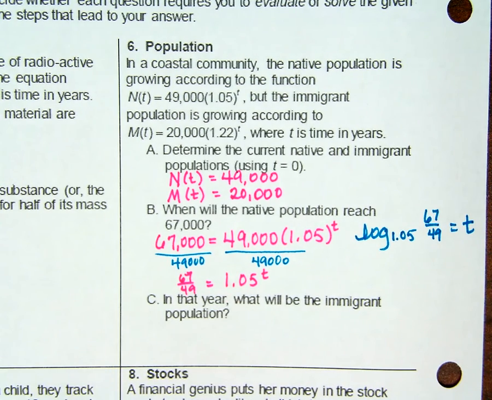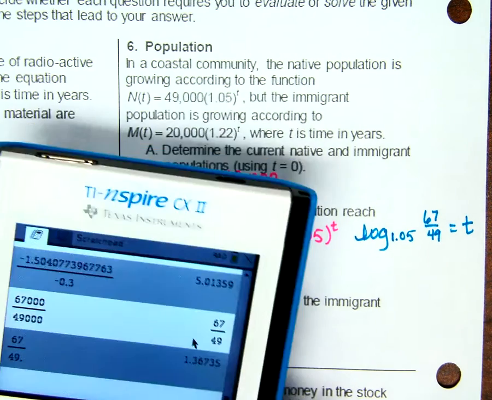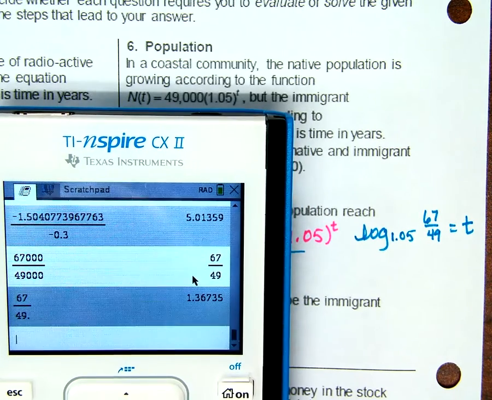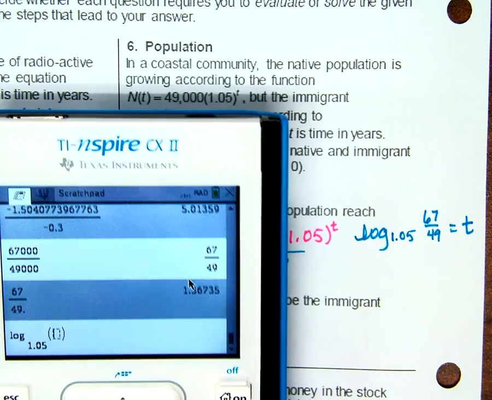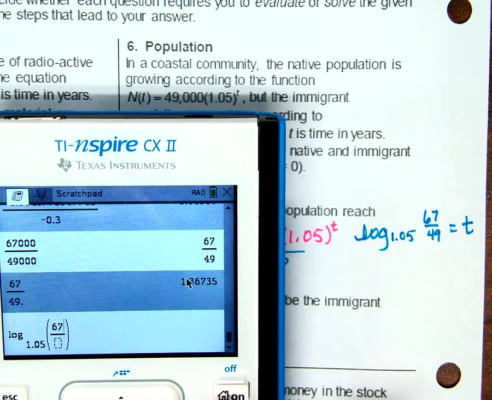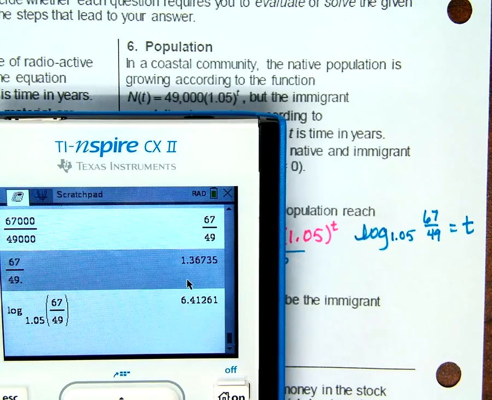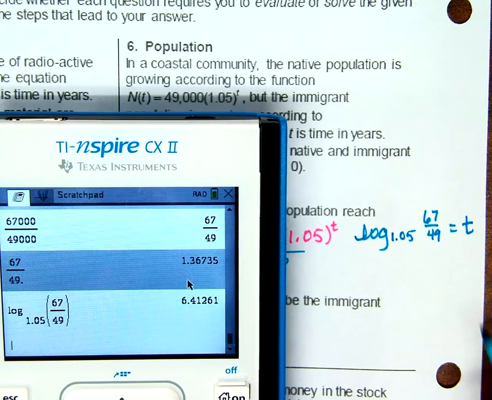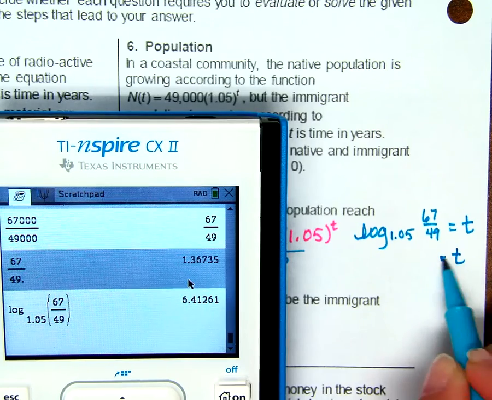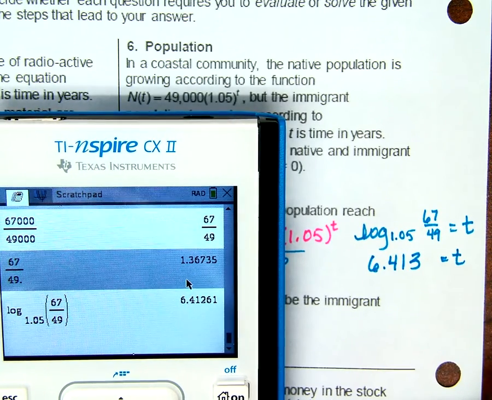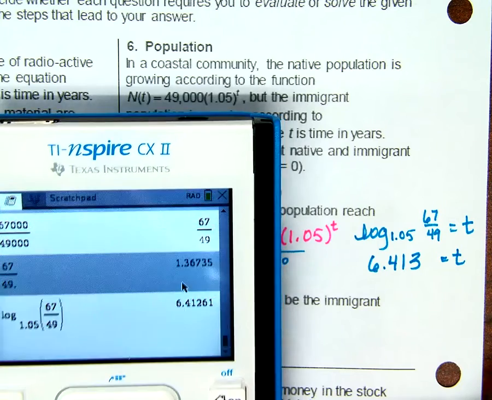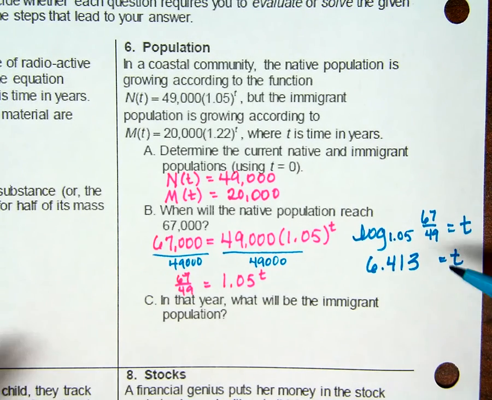And that, my precious students, is super easy, isn't it? Because literally all I have to do is plug those numbers into my calculator, don't I? Log base 1.05 of 67 over 49, enter. So I got t equal to 6.413. Is that what you got as well? So is this the right answer?